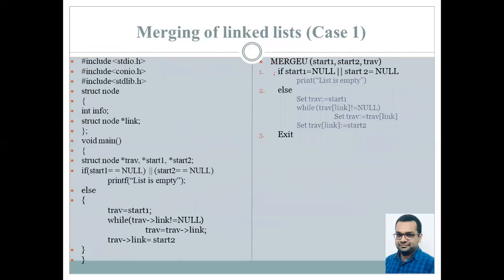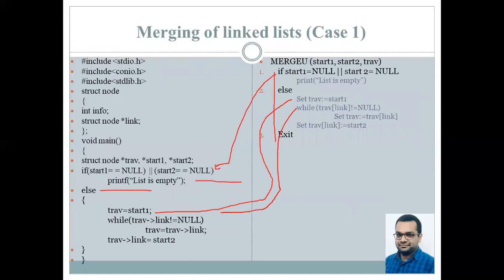This is the straightforward conversion to the C program, where you can see we check if start1 or start2, either of the two, is null, so we simply print that the list is empty, or the control jumps to the else part where we initialize the traversal to the address of the first node. We keep on progressing further till the time traversal link is not null. As soon as we reach the last node in list 1, this statement will not be executed, and we simply set the traversal link equal to start2, that is the address of the first node in the second linked list.